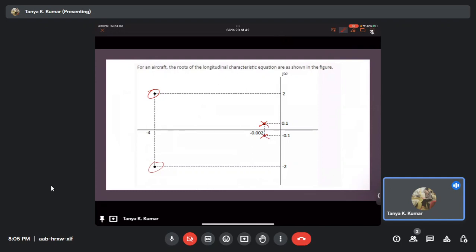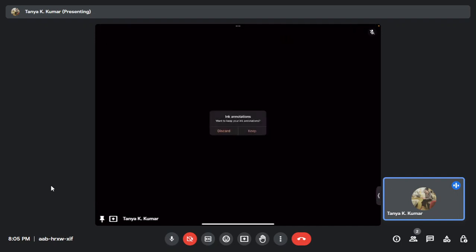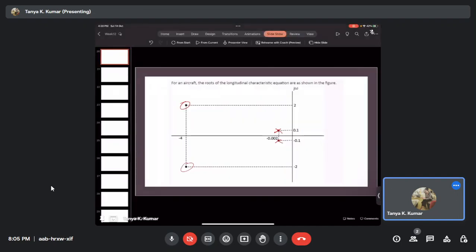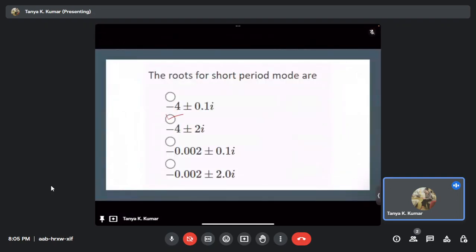Are the circled ones the short period roots, or are the crossed ones the short period roots? The one with the larger magnitude of real part is the short period. So which one is it? The circled ones, right? The circled ones. So those are minus 4 plus or minus 2i. Okay, natural frequency and damping ratio of the phugoid mode of the long period.